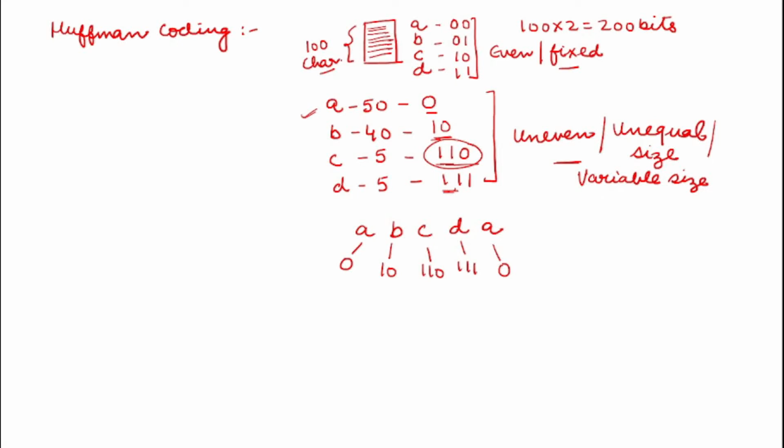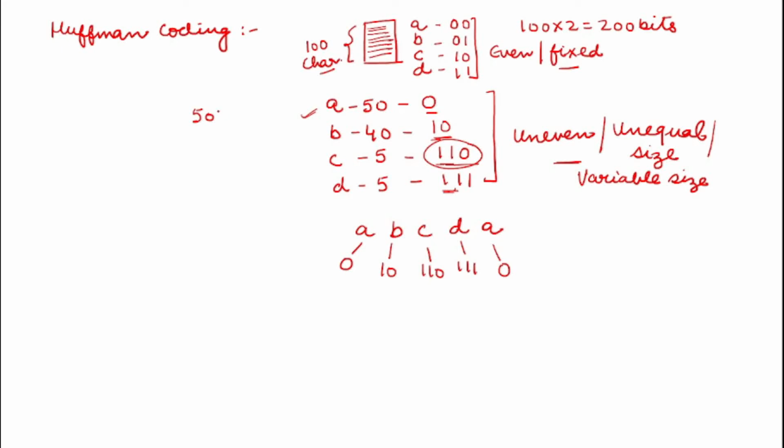So I can say that if I am using any pattern to represent any character, then that pattern should not be the prefix of any other code. That is very important. So if we do such encoding, then let's see if we have any gain in the bits. So here we have a total of 50 A's.